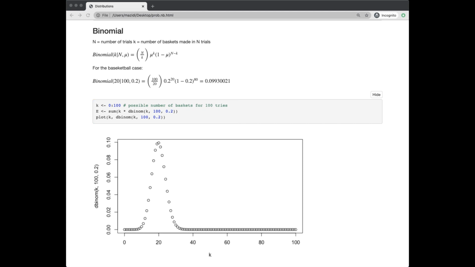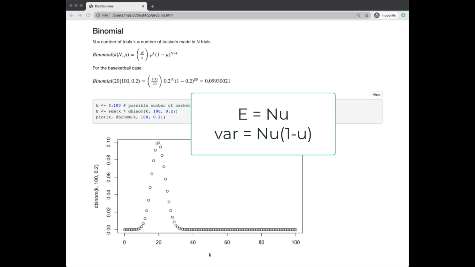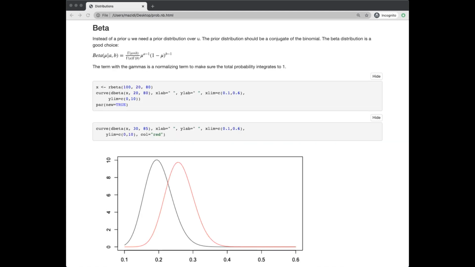The plot here shows the expected value at the center with variance calculated as n times mu times 1 minus mu, which is 16 in our example. Now suppose that I got really lucky when I shot my first 3 hoops and made all 3. That gives me a mu of 1. It's unlikely I can keep this probability up over the long haul.